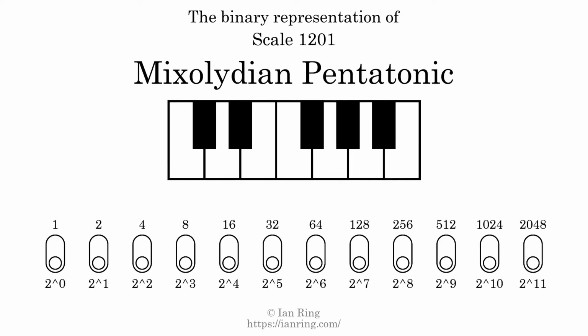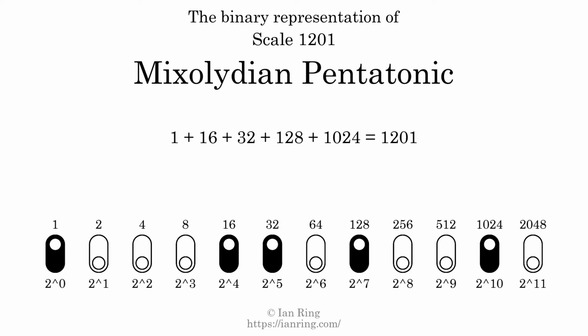The binary representation of this scale is determined by mapping tones of the scale to binary digits. Each binary digit represents a power of 2. To get the scale number, we add the powers of 2 together. The powers of 2 that are present in the scale, all added together, equals 1201. That is why the scale number, in decimal, is 1201.